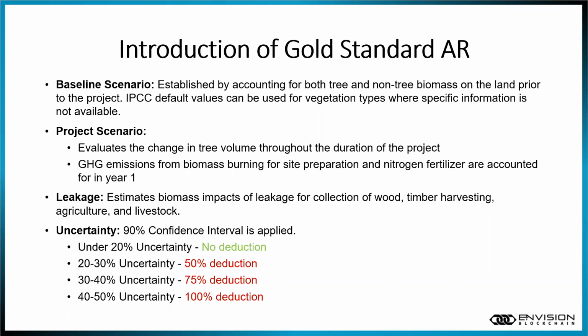When calculating uncertainty, Gold Standard has a 90% confidence interval that's applied. If uncertainty is under 20%, then there are no deductions to your verified emission reduction. If there's a 20 to 30% uncertainty, then a 50% deduction is applied. If there's a 30 to 40% uncertainty, then a 75% deduction is applied. And if you have a 40 to 50% uncertainty, then a 100% deduction will be applied.